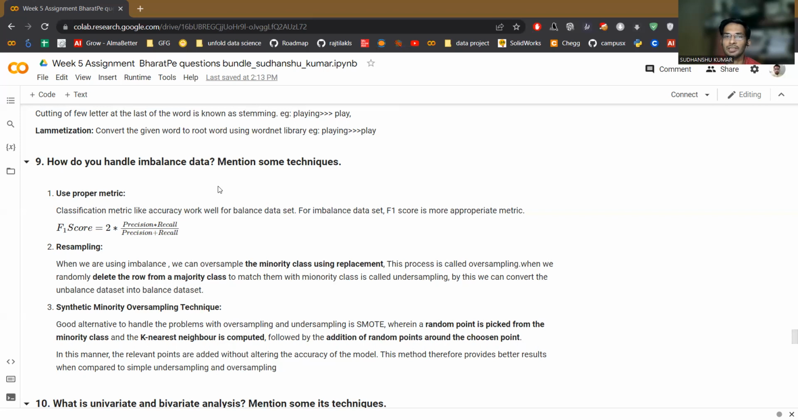And a synthetic minority sampling technique, it is basically based on the SMOTE technique. In this case, we pick some data points in the minority class, find the k nearest neighbors, and then we pick a random point from them. In this way, we can increase the population of the minority class, and the data becomes balanced, and it will not hamper the accuracy of the model.